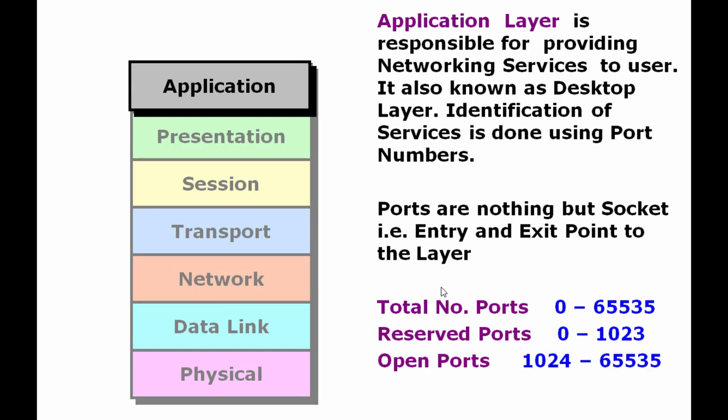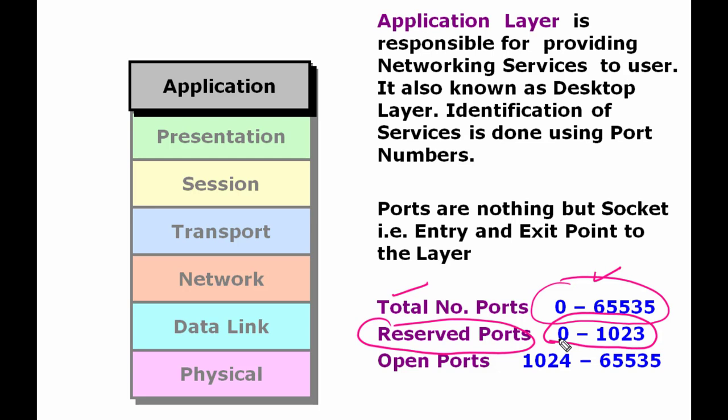In the networking industry, at the application layer, we have a total of 65536 ports, but they start from 0. That's why 0 to 65535 is our total number of ports. And the reserved ports are only 0 to 1023.